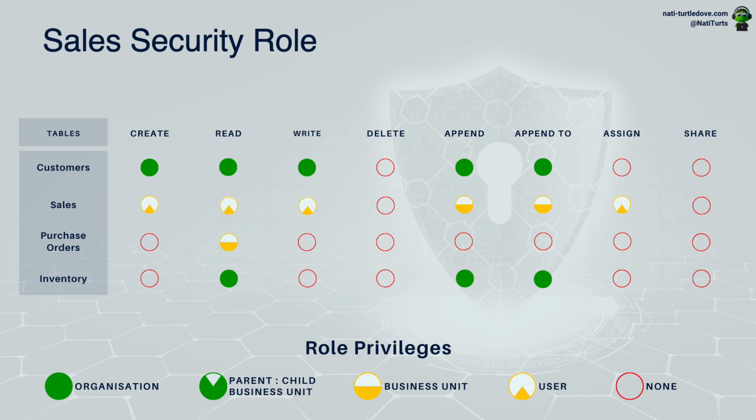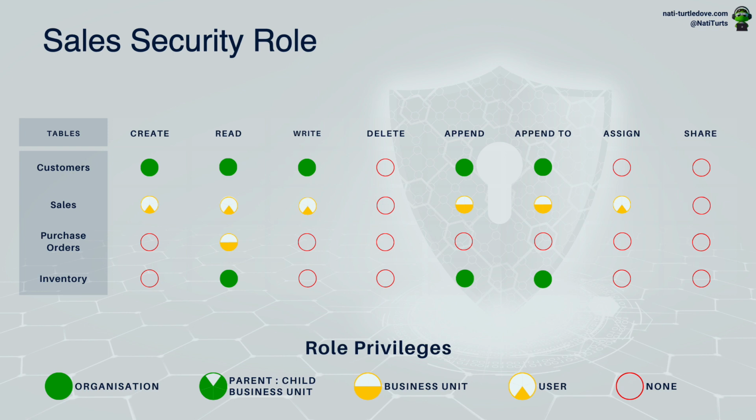Now, if we try to break it up and understand how the security role actually works, from a customer side, a user that's been assigned to this sales security group, i.e. Steve, who's part of shop A, has create, read, and write access on an organizational level to the customer table. That means that if a customer was created in shop B, but Steve forms part of shop A, he would still be able to see that customer and edit it if necessary, as well as append and append to, meaning he can create sales orders in relation to that customer record and relate data to that record.